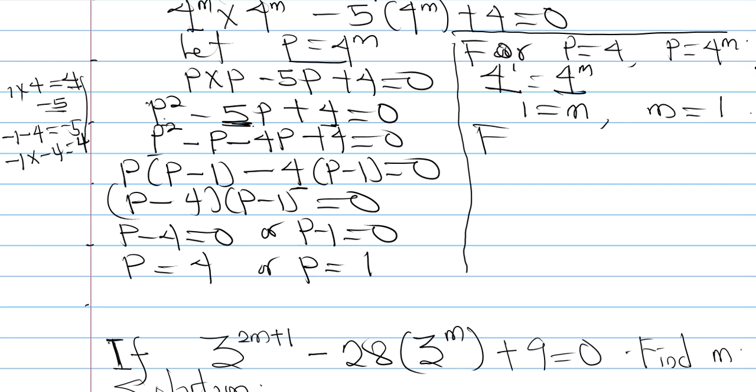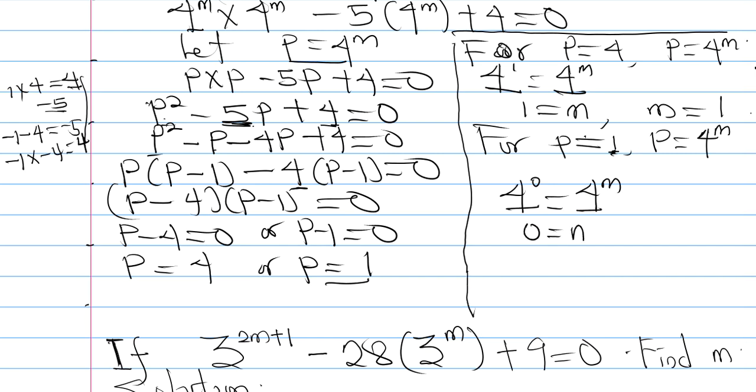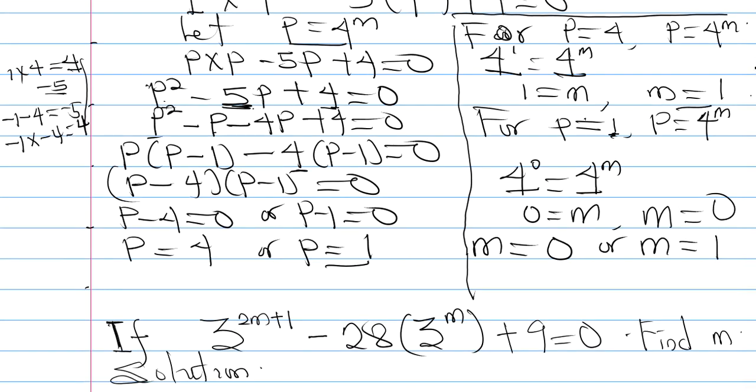Now for p equal to 1 here, we have p is equal to 4 raised by m. Now here I can see 4 raised by 0 is equal to 1, equal to 4 raised by m. And this one cancels. So we have 0 equal to m. That is, m is equal to 0. Finally, my m is equal to 0, or my m is equal to 1, right?